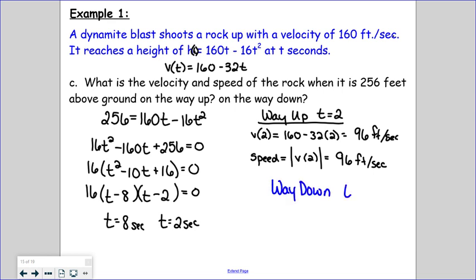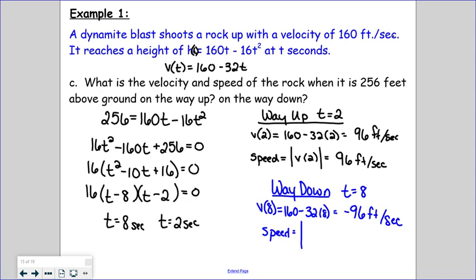So then on our way down, we looked at the picture to decide that that was going to be at time equals 8. So we plug 8 into our function. It will hopefully make sense that these match, because if we go back and look at our picture, there's a lot of symmetry going on in this one. 160 minus 32 times 8, we get negative 96, right? Negative 96 feet per second. Speed, again, is going to be the absolute value of that, which would be still 96 feet per second.